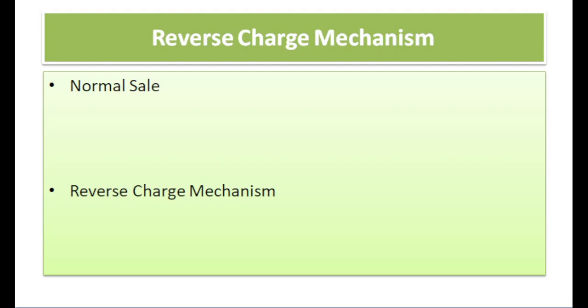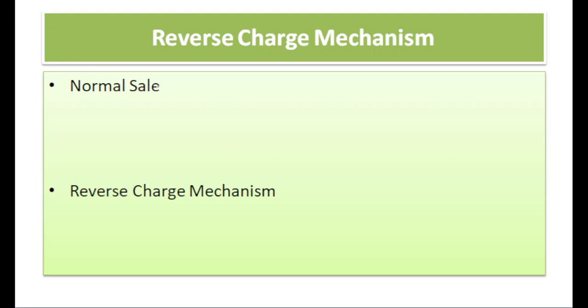In this new series called PREority, we would be discussing the important economic concepts for the upcoming prelims examination. Today, let's discuss the topic reverse charge mechanism. What is reverse charge mechanism?